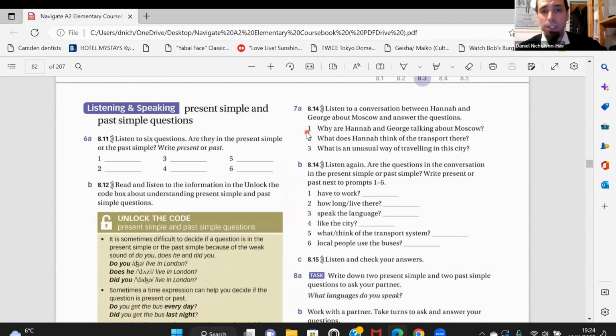Then the questions, these are the initial questions. So more than one question. Why are Hannah and George talking about Moscow? What does Hannah think of the transport there? And what is an unusual way of traveling in this city?